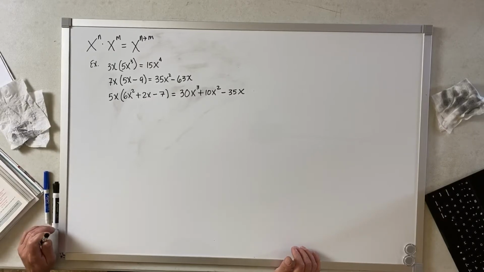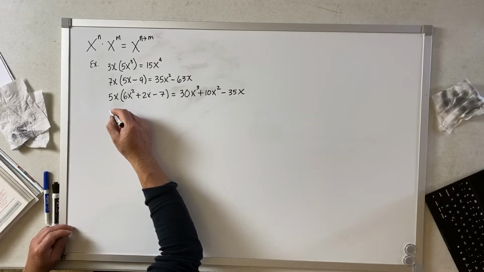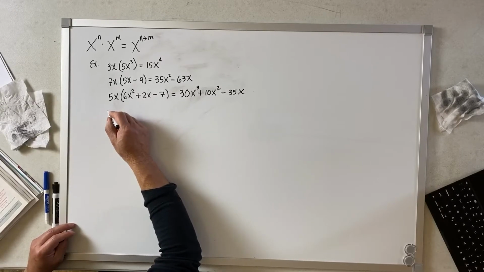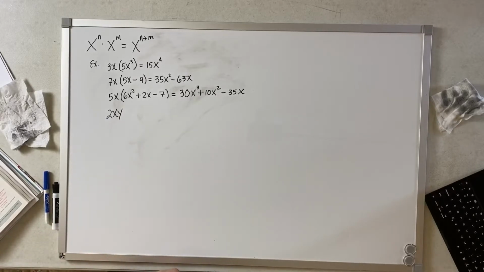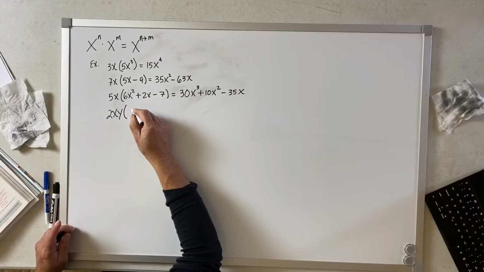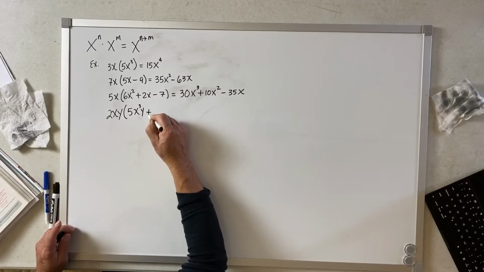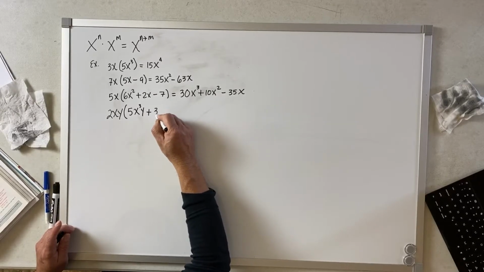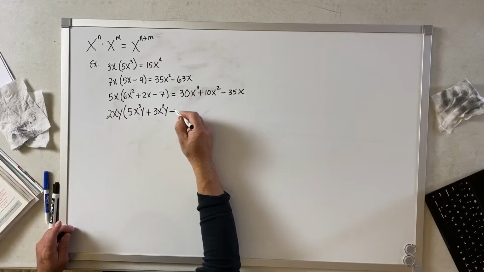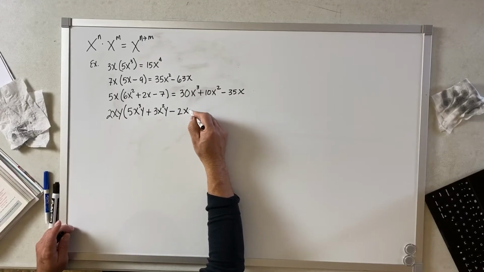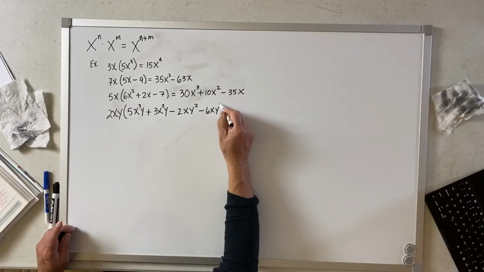We can multiply a monomial times any polynomial. Sure. For example, let's take 2xy, that's a monomial. Note, I'm using more than one variable, times 5x cubed y plus 3x squared y minus 2xy squared minus 6xy.